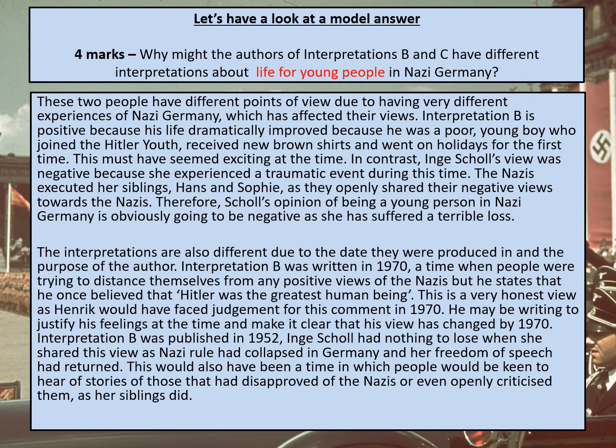Okay, so let's have a look at question 2 then. Why might the authors of Interpretation B and C have different opinions about life for young people in Nazi Germany? So let's read through together. These two people have different points of view due to having very different experiences of Nazi Germany, which has affected their views.